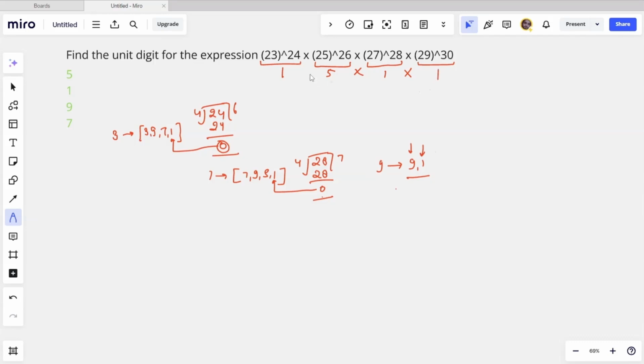So 5 into 1 into 1 into 1. The resultant will be 5. And as we can say that the result will be 5, the first option is the correct option.